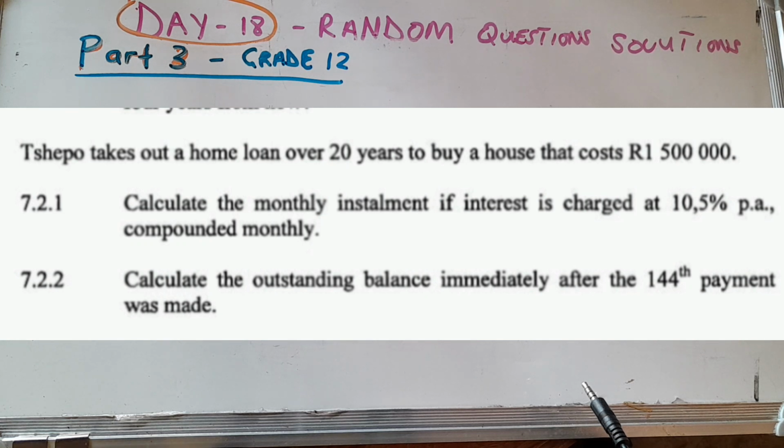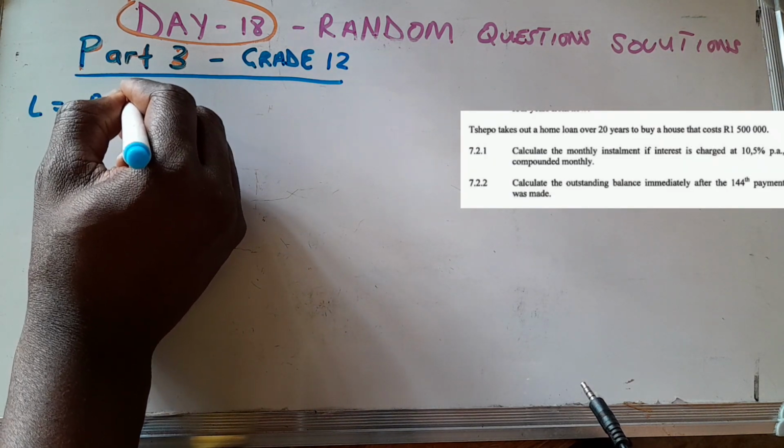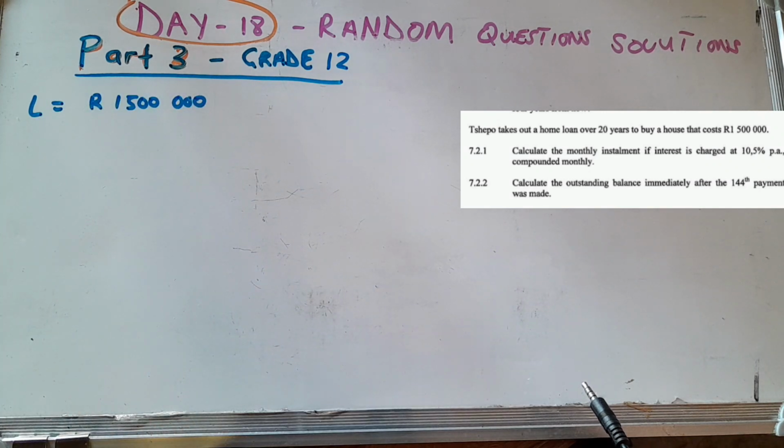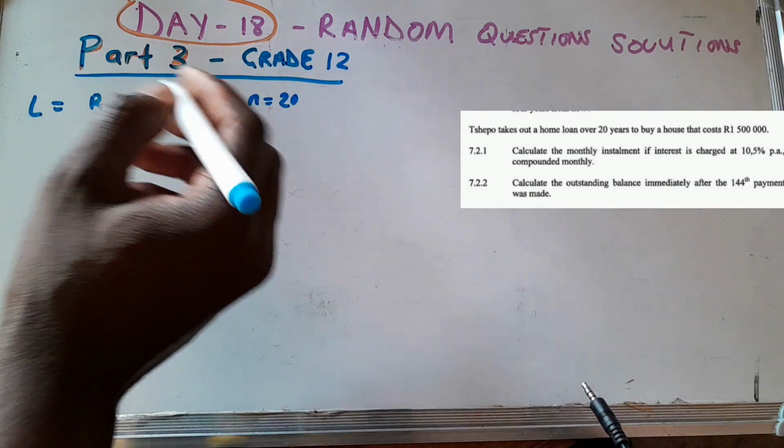So this is the problem that we're having. They said Tsepo takes a loan over 20 years to buy a house that costs 1.5 million. So our loan is 1.5 million, right? And then they said calculate the monthly installment if interest is charged at 10.5% per annum compounded monthly. So he took out the loan for 20 years and is paying monthly installments.